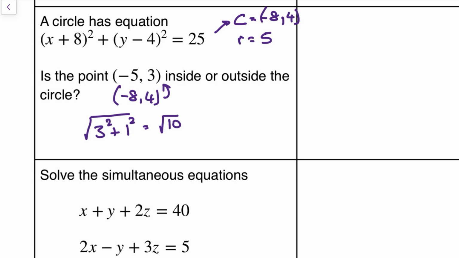Now, even on a non-calculator paper, the square root of 10 is clearly less than 5, because 10 is somewhere between 9 and 16, so it's between 3 and 4 when I do the square root. So therefore I'm going to make a clear statement that it's less than 5, which implies, now if it's less than 5, it must be less than the radius, which means it must be inside the circle. And that is question done. Again, do note on this, clear conclusion. Don't just write down an inequality without stating why you've written the inequality.